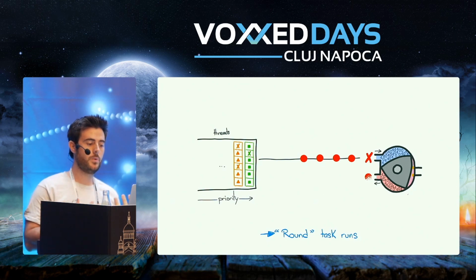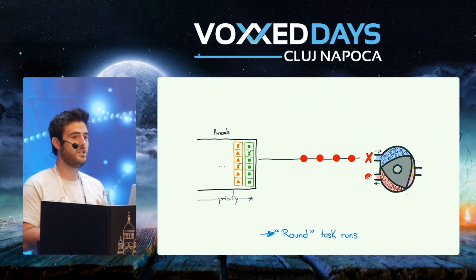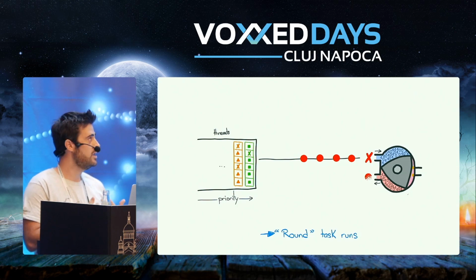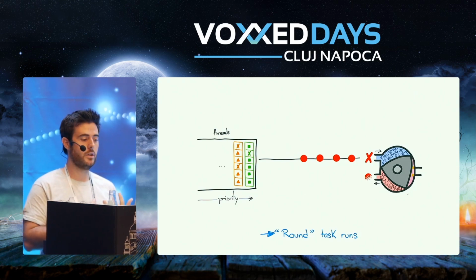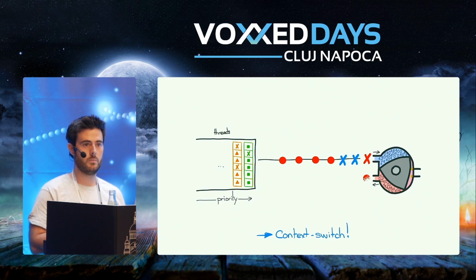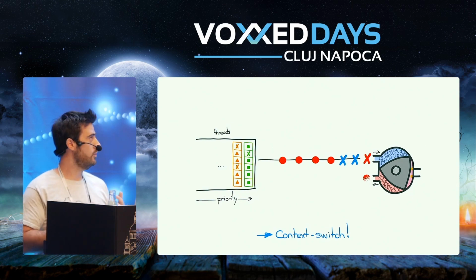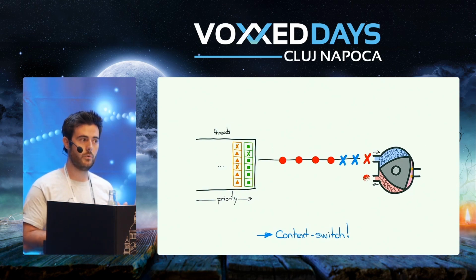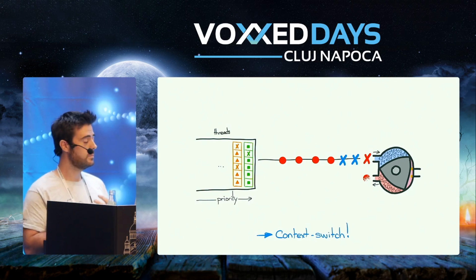But the threads which are created by this executor are actually not managed by the JVM itself. They are OS threads, and they are therefore managed by the kernel. And when one thread is running and encountering a blocking operation, the kernel scheduler will have to issue what's called a context switch. Most of you probably already know what a context switch is, so I'm going to explain really quickly for the others.